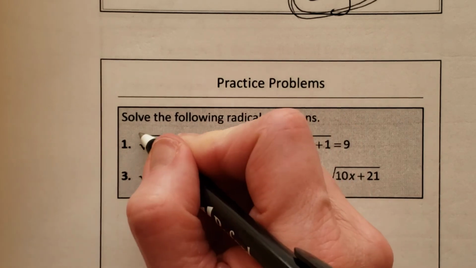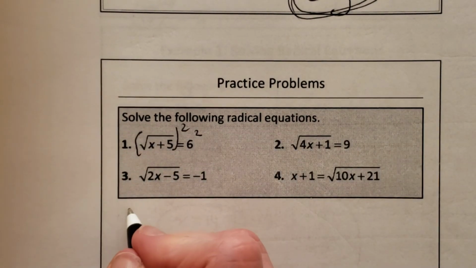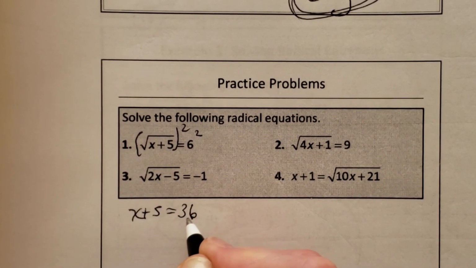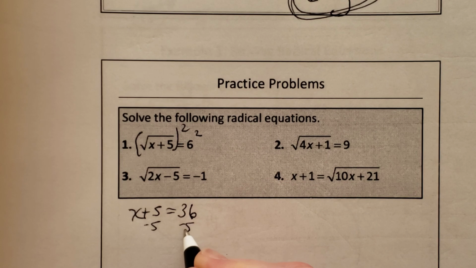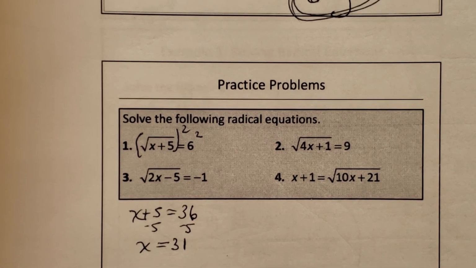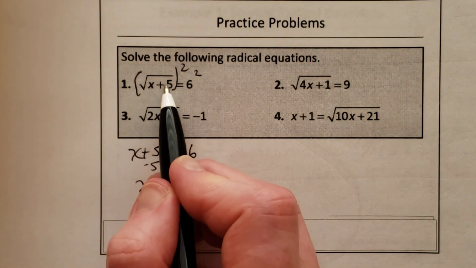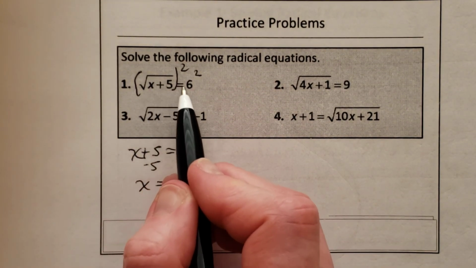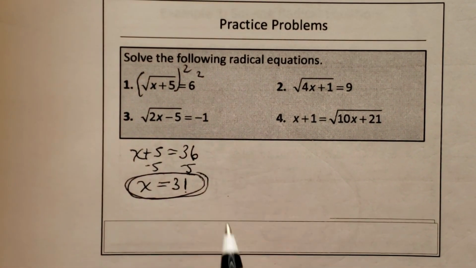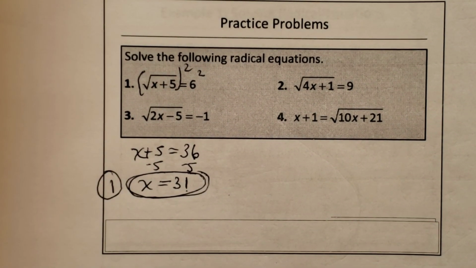All right, so for number 1, we're going to square both sides. So for number 1, I have x plus 5 is equal to 36. I'm going to subtract 5 from both sides, and x is equal to 31. When I plug it back in, 31 plus 5 is 36, and the square root of 36 is 6. So that is the right answer. So number 1, the answer is x equals 31.